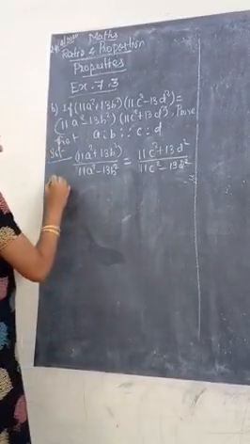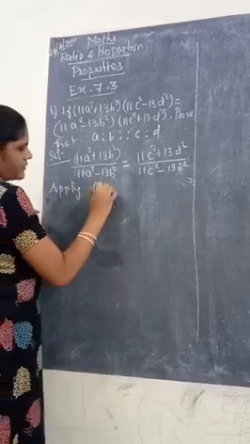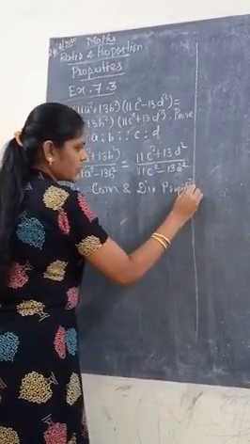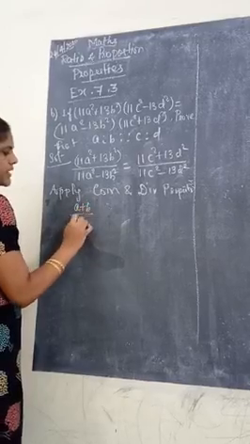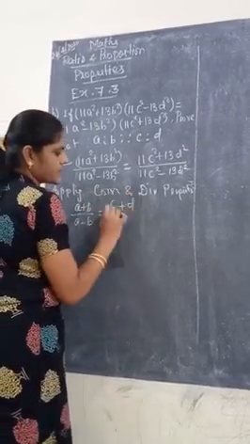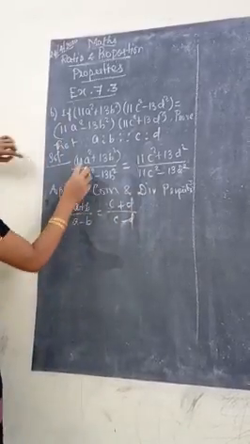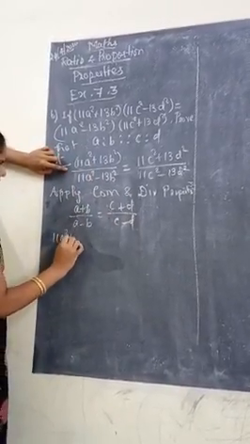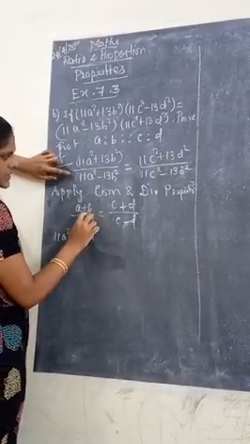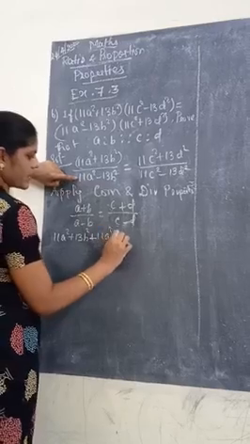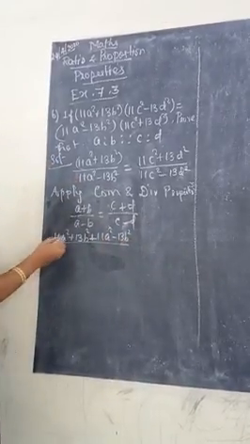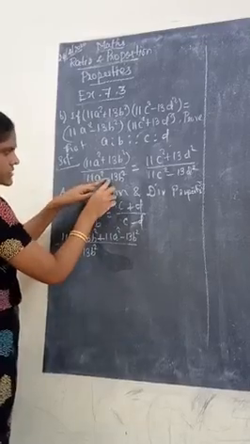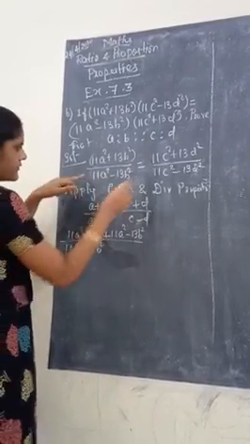After this, apply the componendo and dividendo property. What is the componendo and dividendo property? (a + b)/(a − b) = (c + d)/(c − d). This is a, this is b, this is c, this is d. So we need to add: 11a² + 13b² plus 11a² − 13b², divided by the next term 11a² + 13b². It's addition only. Next, subtraction. We need to do subtraction.